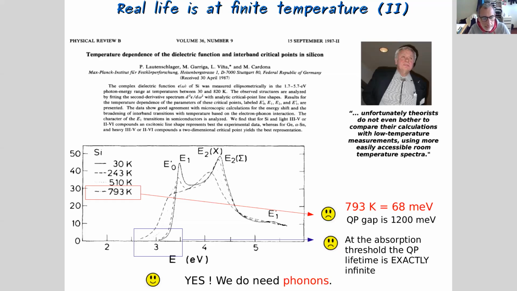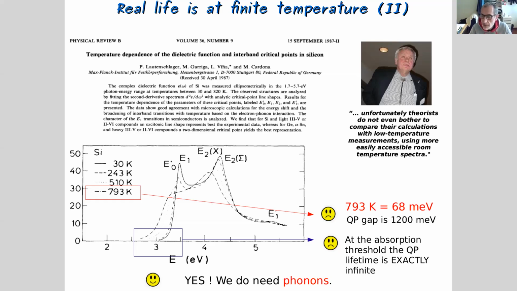In any case, this is the finite temperature absorption of silicon, and there are many on the market. If you search in the literature, you will find many different experiments done at finite temperature. You see that the modifications are actually quite remarkable. If you increase the temperature from 30 Kelvin to almost 800, the absorption gets more and more broad and moves towards lower energy.